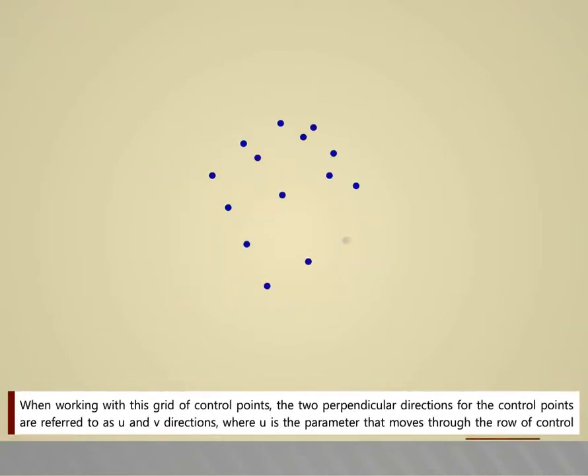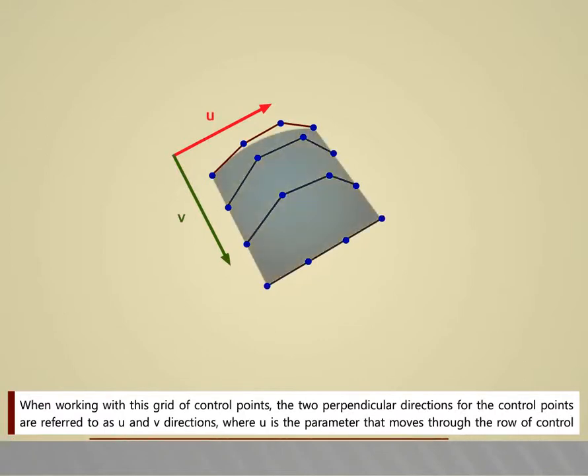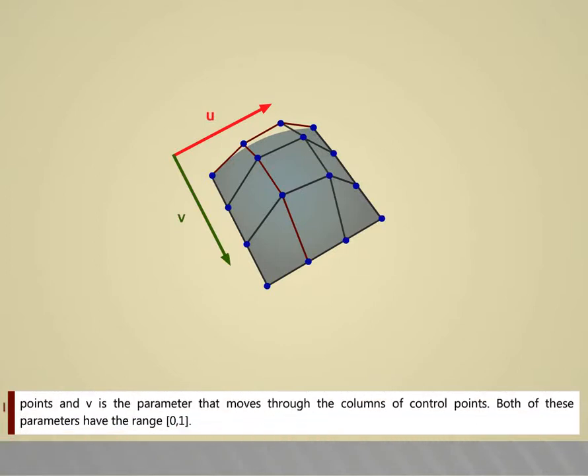When working with this grid of control points, the two perpendicular directions for the control points are referred to as u and v directions, where u is the parameter that moves through the row of control points and v is the parameter that moves through the columns of control points. Both of these parameters have the range 0 to 1.